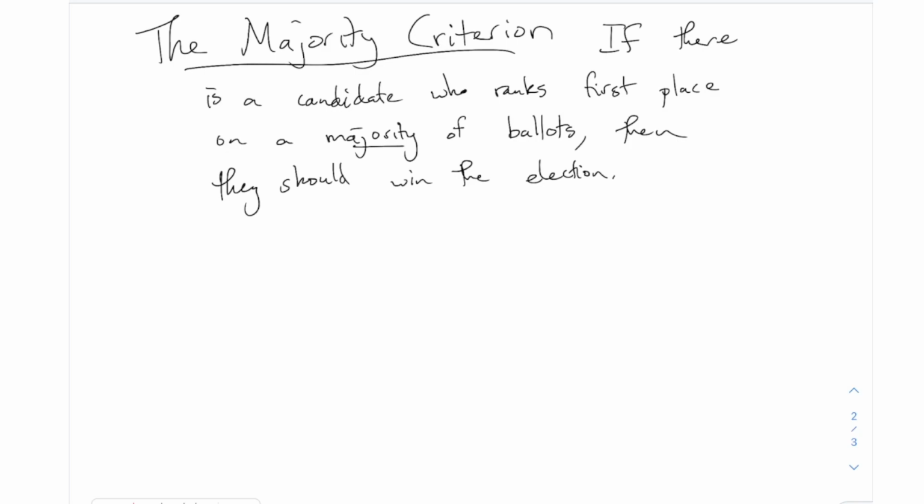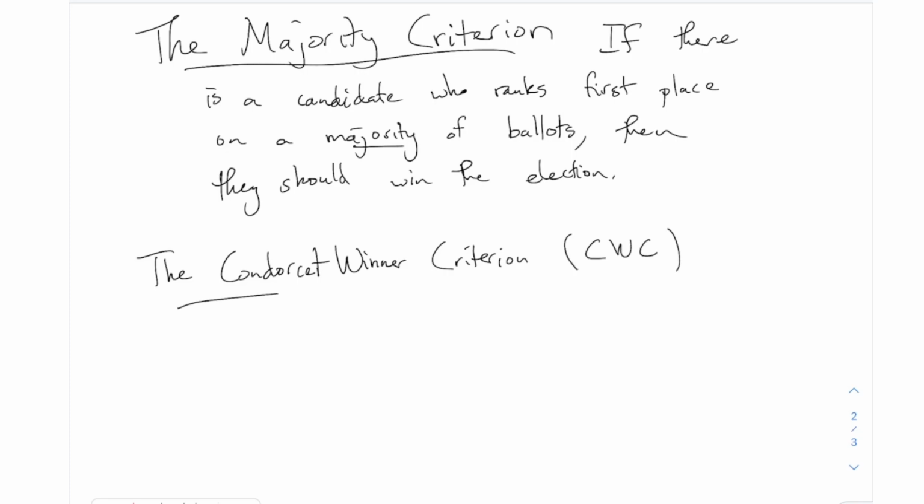The second one is another way to talk about a candidate being really strong, and that is the Condorcet winner. If a candidate is a Condorcet winner, then probably they should win the election too. That's another way to judge fairness, and this is called the Condorcet winner criterion. I'm always going to write CWC, the Condorcet winner criterion. It says, if there is a Condorcet winner, remember that means somebody who wins all the pairwise matchups, then they should win the election.